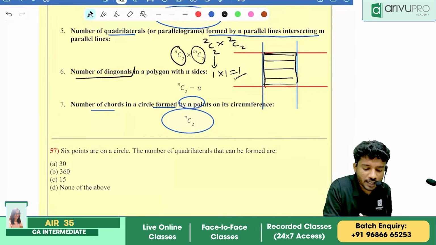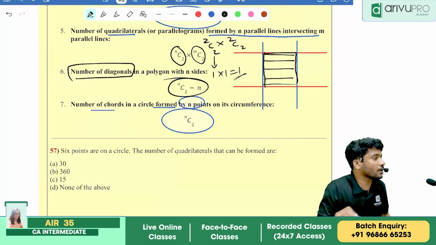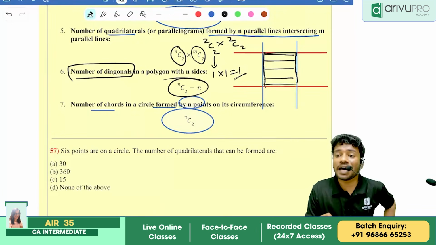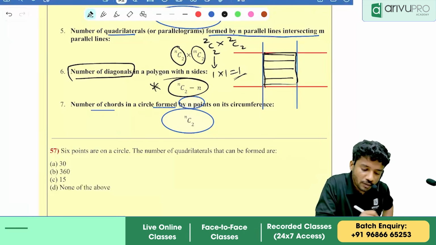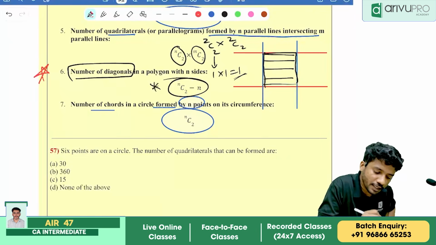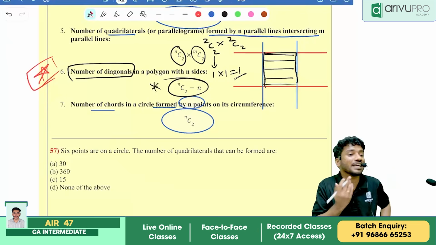Then the number of diagonals can be found using NC2 minus N. Make a note of it. It is the most repeated question, the number of diagonals. There is a high chance of it repeating again.